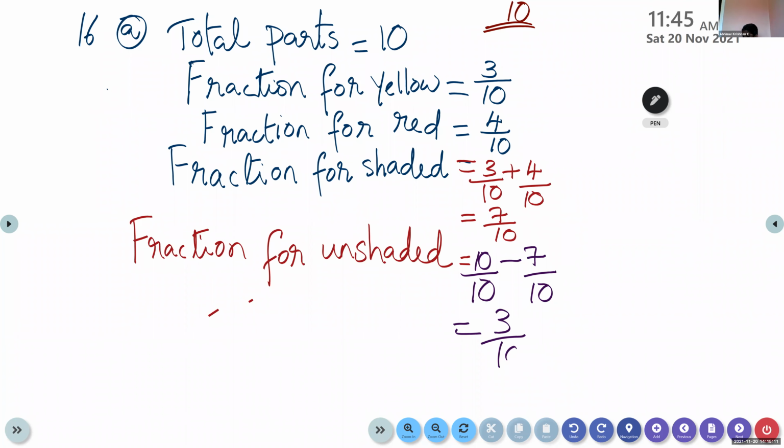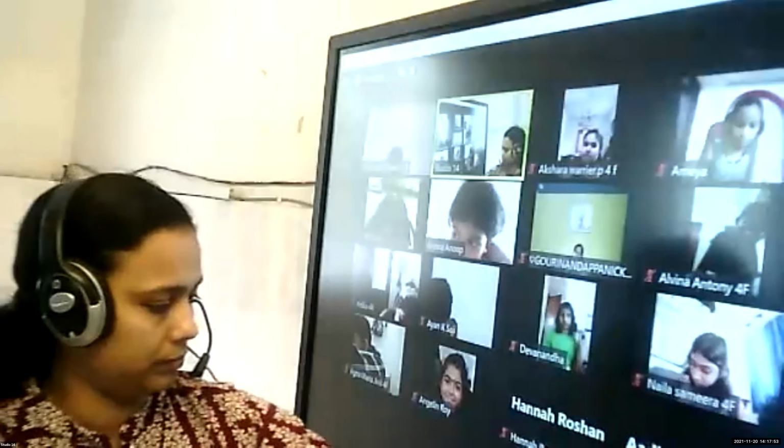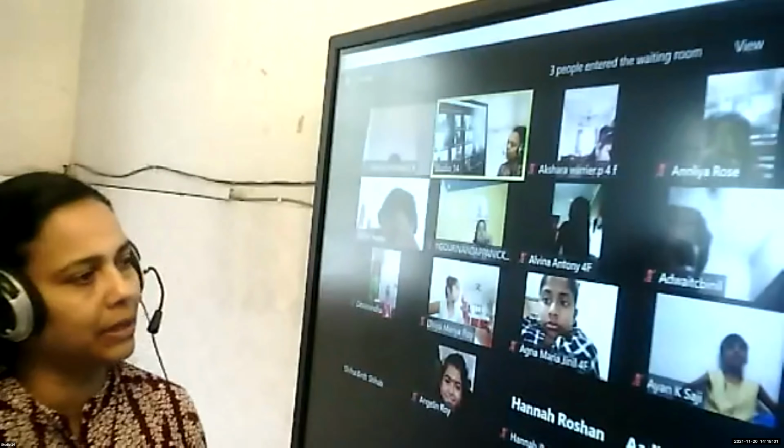So children, like the same, please complete question number B. Question number B also: total parts, then which colors are there. Write the fraction, then write the fraction for shaded, and you have to find out the fraction for unshaded. Excuse me, ma'am, this was present in the beginning. Okay, Anna Grace, okay. I will check. So children, please complete this question number B.